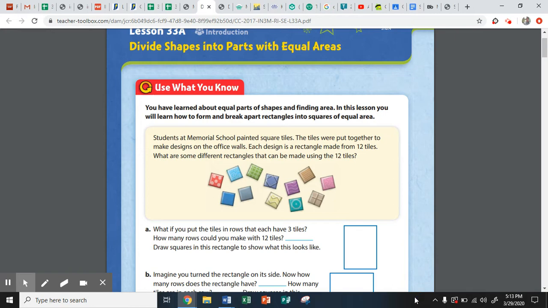You have learned about equal parts of shapes and finding area. In this lesson, you will learn how to form and break apart rectangles into squares of equal area. Students at Memorial School painted square tiles. There's the square tiles there. See how they're different colors? The tiles were put together to make designs on the office walls. Each design is a rectangle made from 12 tiles. So they're going to take all these colored tiles and put them together to make one big rectangle. What are some different rectangles that can be made using the 12 tiles?